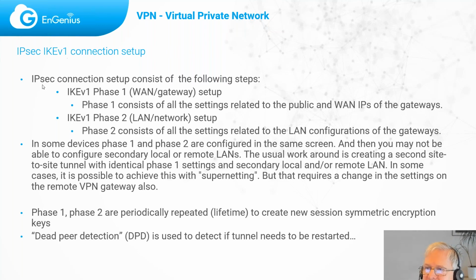One more thing that's done here is the so-called dead peer detection. This is used to detect if a tunnel needs to be restarted. With the first IPsec gateways that I have worked with, the IPsec standard at that time did not have any dead peer detection.